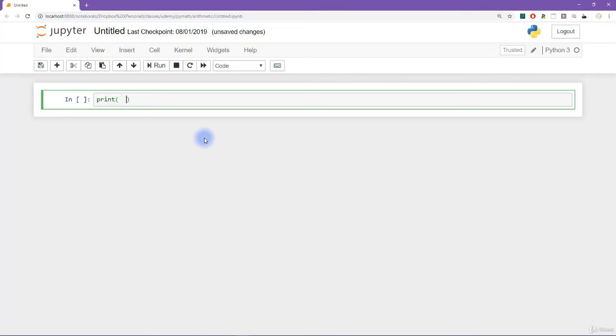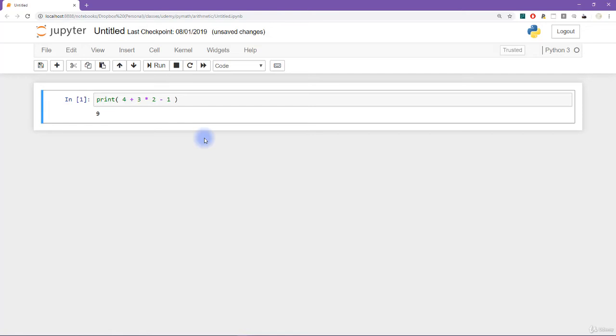So let's say print, and I'm going to say, so that was 4 plus 3 times 2 minus 1. All right, so now we get 9. And now I would like to show you that spacing actually has no effect whatsoever. So when I wrote it out here, I put spaces between each number and each operation. But I'm going to say 4 plus 3. And then with spaces everywhere else. Maybe I'll even do it here as well.